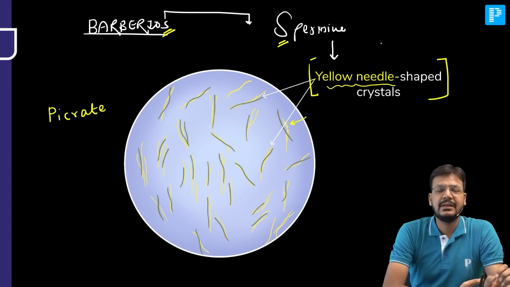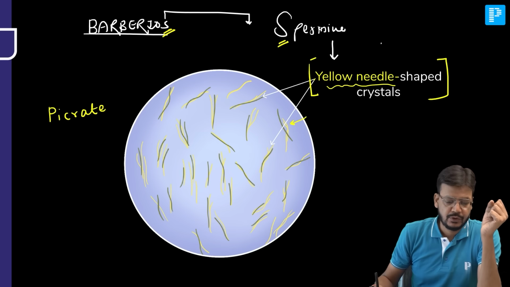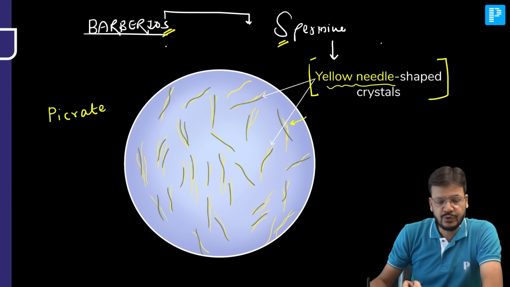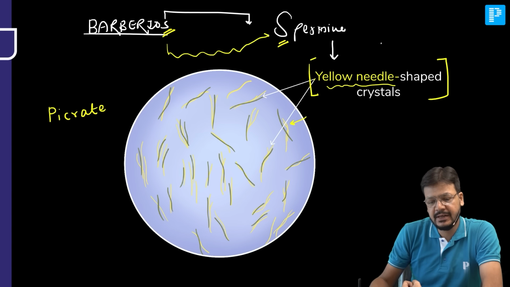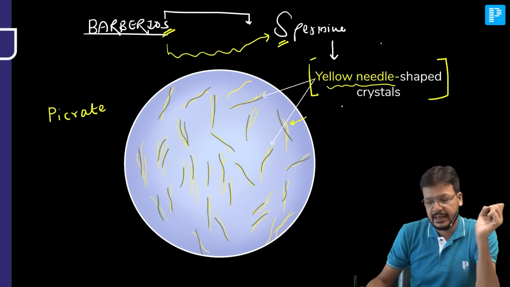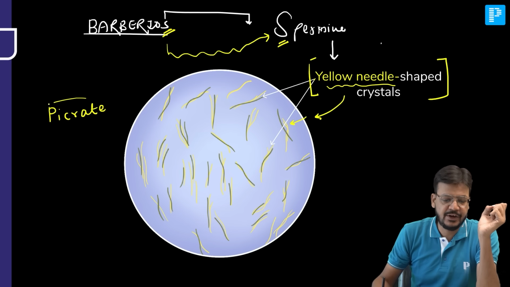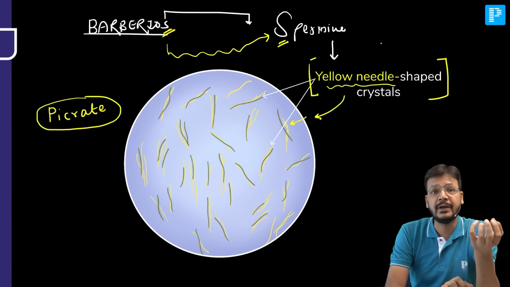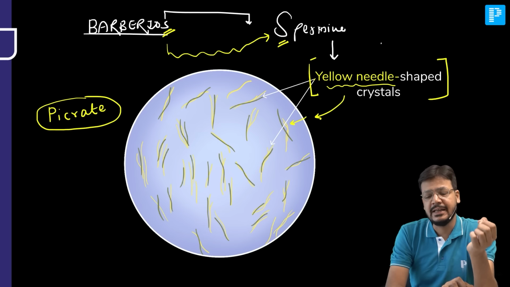So friends, the next test is Barberio's. So Barberio's, you can see, my dear friend, has S. It detects spermine crystal. And my dear friend, the spermine crystal is yellow and needle shaped. And it forms spermine picrate. You can get a question that in which test we use picrate. That is the Barberio's test, picric acid. And the picric acid gives yellow needle shaped crystals.